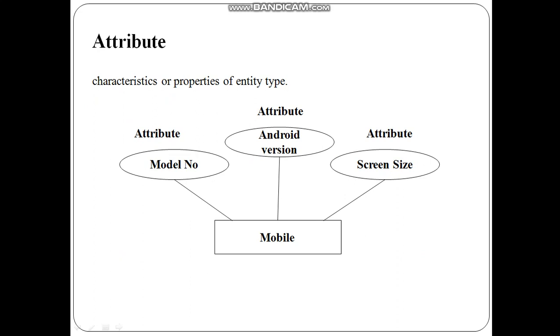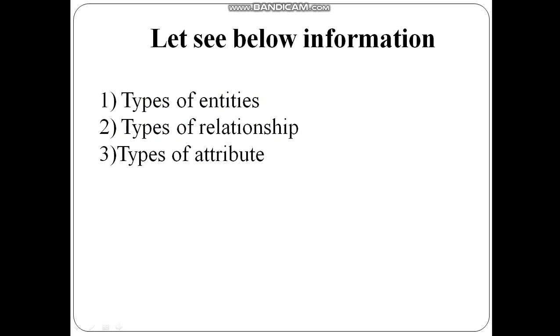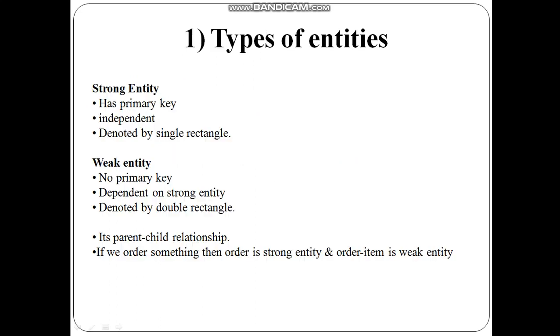Every entity has some attributes. Attributes are nothing but the characteristics or properties of that entity type. If I have mobile as an entity, what are the attributes of that mobile? The model number, the Android version, the screen size, the price of that mobile. These are all attributes. So let's see some information below. Firstly, we can see the types of entity, then types of relationship, and types of attribute.